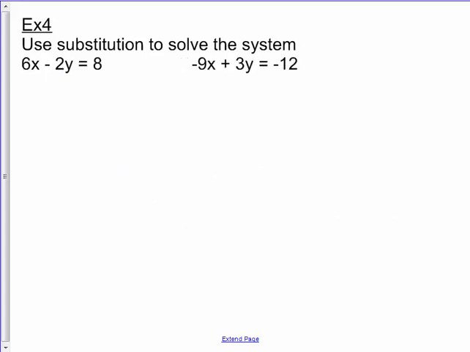So, the last one, example 4. Solve for either x or y in one of the equations. I would not solve for x here, simply because it would leave you with some fractions there. I'd probably solve for y in either equation. I'm going to pick the second one. So when I solve for y, I get y equals 3x minus 4.